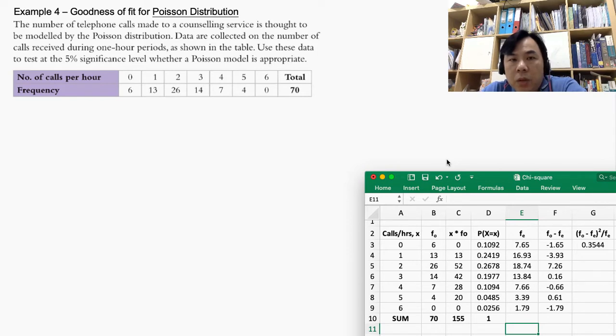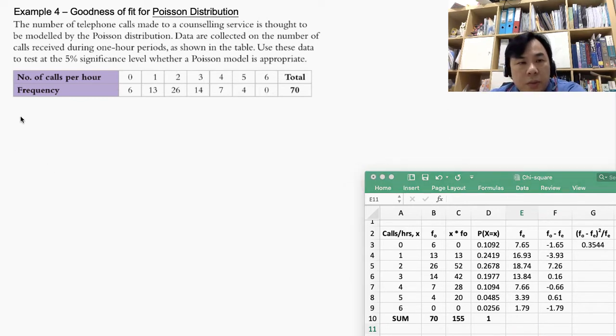So the initial idea of Poisson distribution is mainly to model any discrete number of events that occur over a certain period of time. So this sounds like it might be a good fit, right? Since we are referring to the number of calls received over a certain period of time. Right, so these are the data collected. Use the data to test at 5% significance level whether the Poisson model is appropriate.